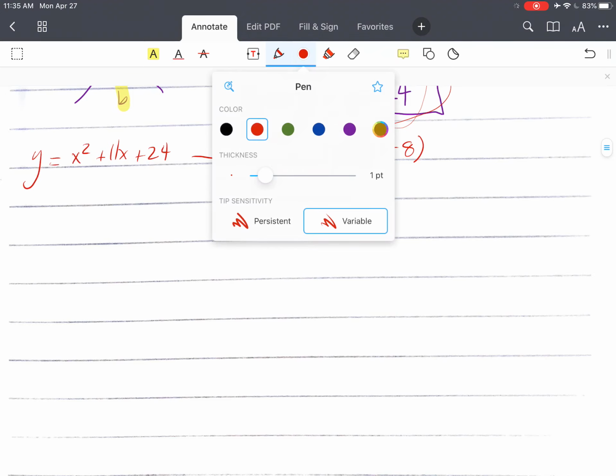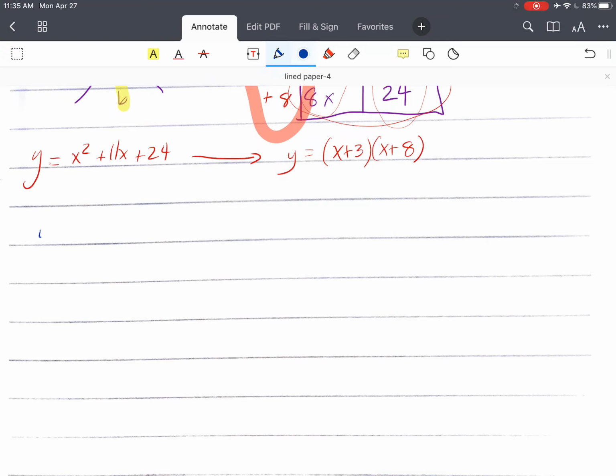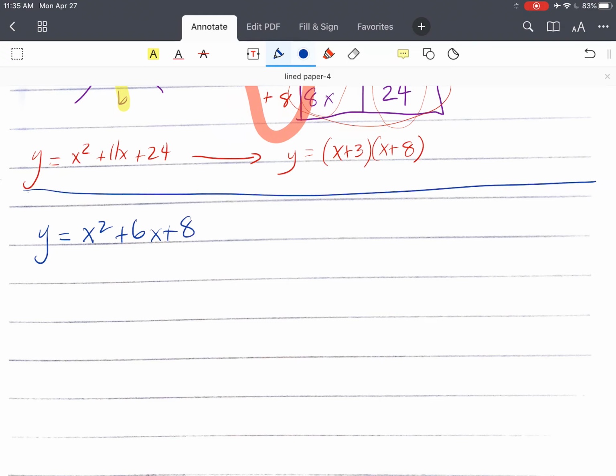You'll get a chance to practice this. Let's try another one. Actually, we're going to try 3 more. Okay, it's going to be a long video, but it's an important skill. I'm going to use a different color. Suppose we have x squared plus 6x plus 8. Okay?